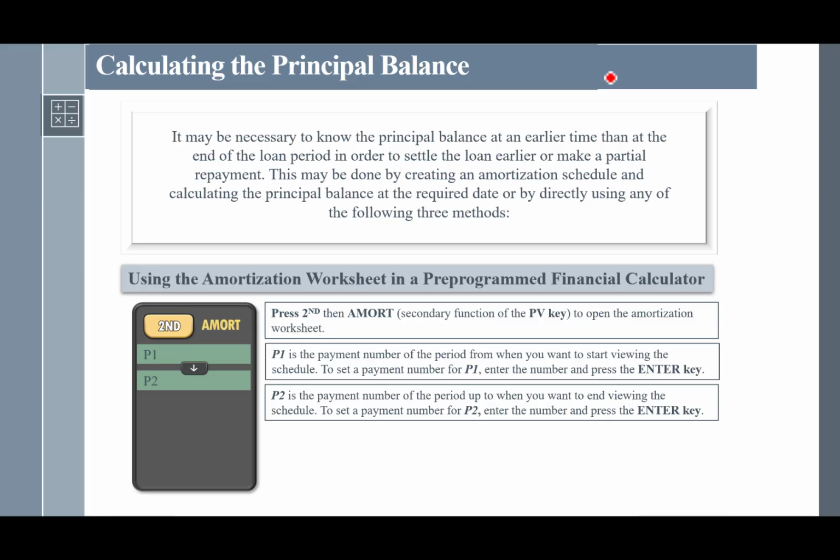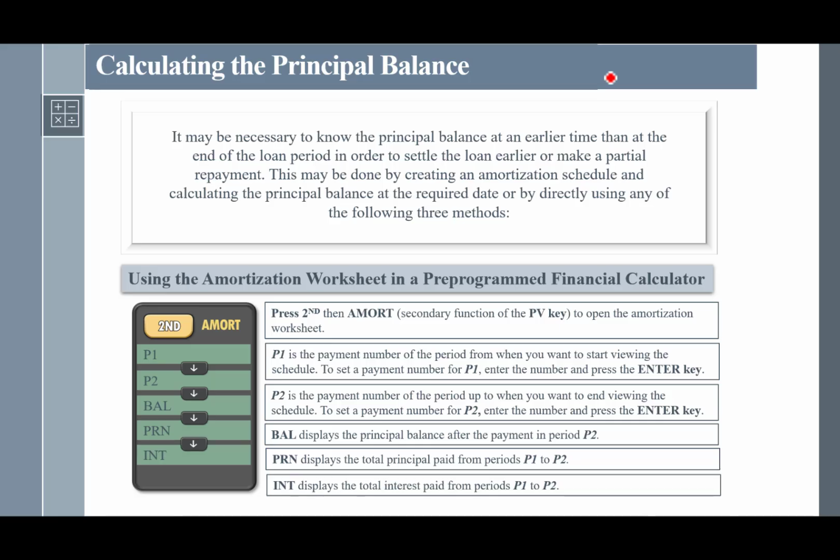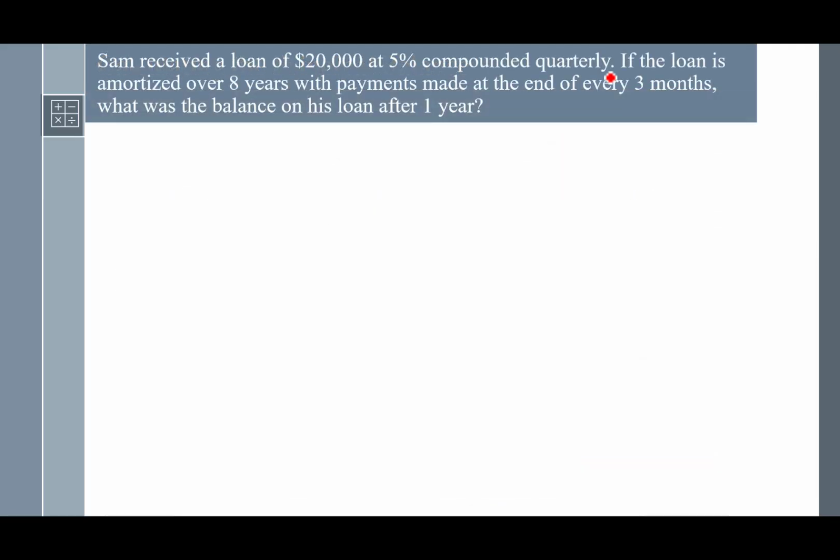But if I want, for example, the second year, how much goes towards the balance, the interest, etc., then depending on whether it's monthly payment or whatever, I will enter for P1, if it's monthly, the 12th payment, and P2 will be the 24th payment, or the 13th and 24th, depending on when the payment is made. Then you're going to get the balance, PRN, and the interest. So let's look at an example, then we're going to look at the details.